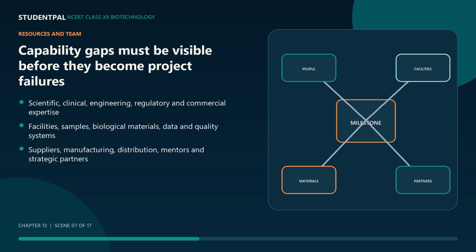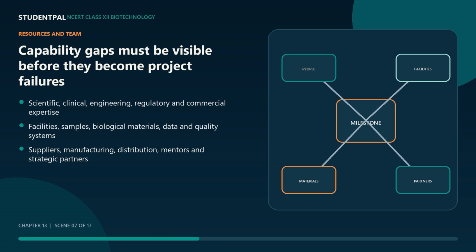Physical resources include laboratories, instruments, storage, containment, reference materials, and reliable suppliers. Samples and biological materials require permission, traceability, and suitable handling. Data systems protect integrity, privacy, and analysis. Scale-up may require a contract manufacturer or technology partner rather than immediate ownership of a plant.